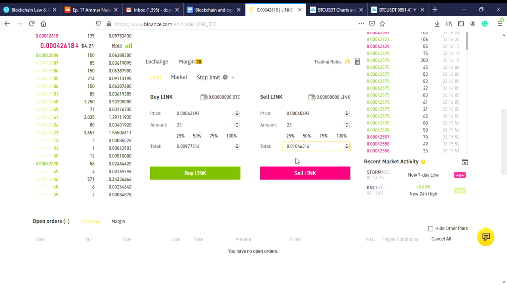So that's just how trading works. It's basically buying low and selling high. But knowing when to buy and knowing when to sell is where the trick comes in.